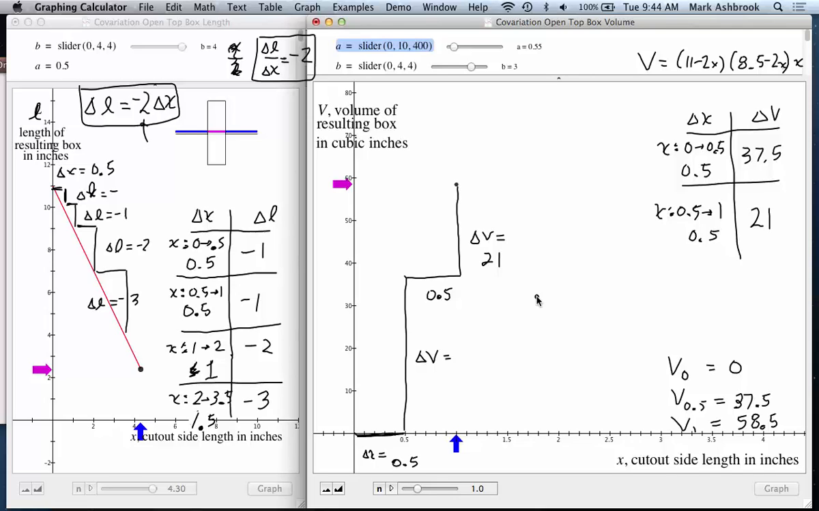Yeah, so the volume does not change at a constant rate with respect to side length. The length of the box does, but the volume does not. And so we see this evidence right here. We got two equal changes in x and a non-consistent change in resulting volume.